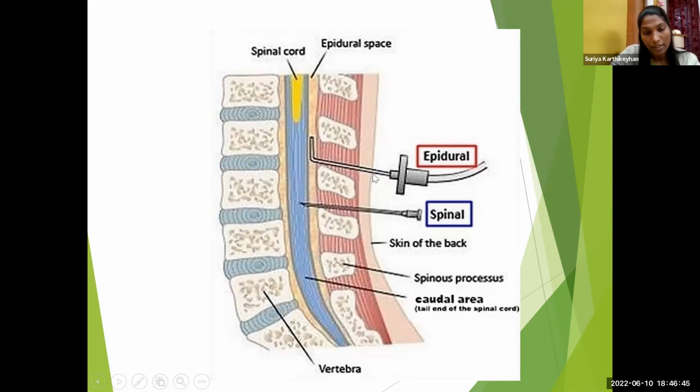The needle, the catheter, is inserted into the epidural space. So this is the lower end, that is the tail end, of the spinal cord. The spinal cord ends here, and then we have the spinal meninges extending up to the S2 level. Near the lower border of L1, the spinal cord ends. And then we have only the cauda equina and the spinal meninges extending up to the S2 level. So this epidural catheter is inserted into the epidural space.